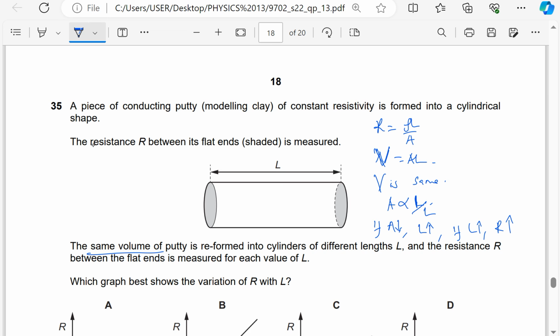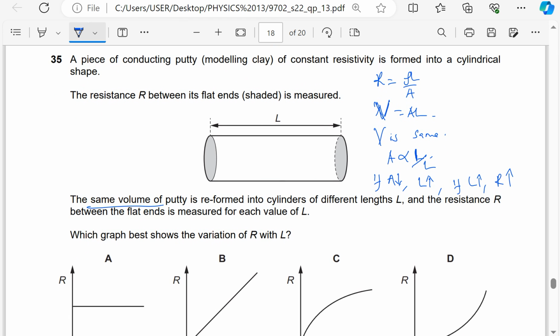So if area decreases, the resistance is going to increase.